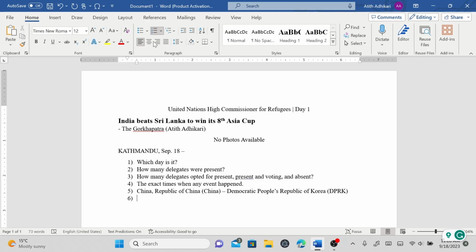If you mention delegates, it's better to write the delegate of Nepal, the delegate of China, the delegation of China. It is better to write in this way.